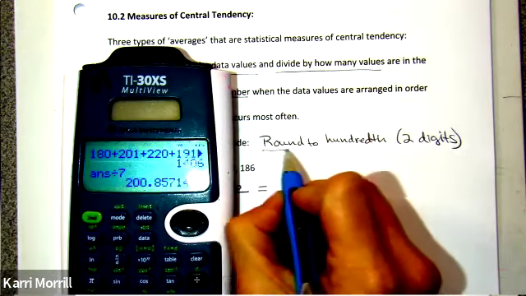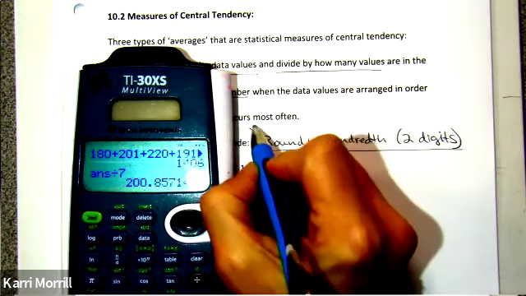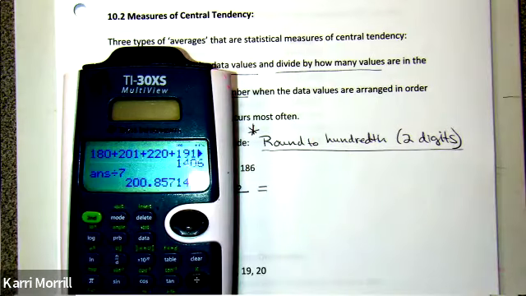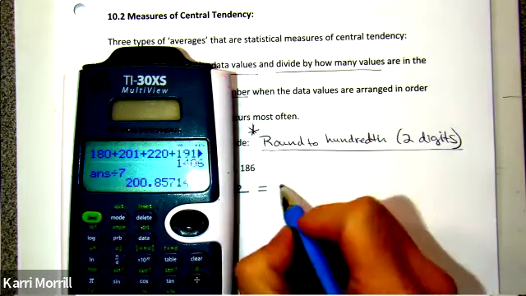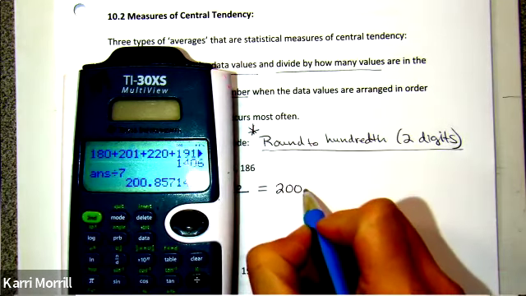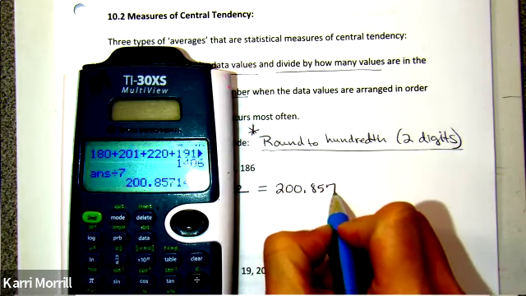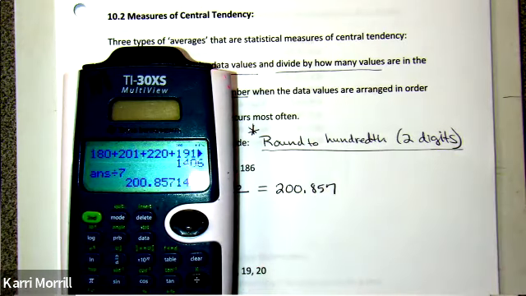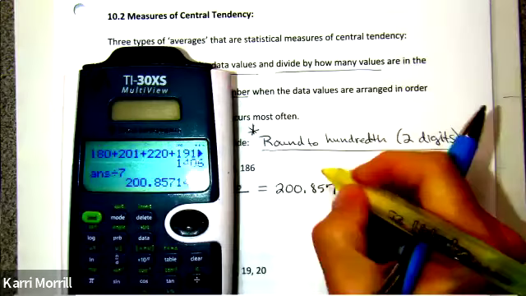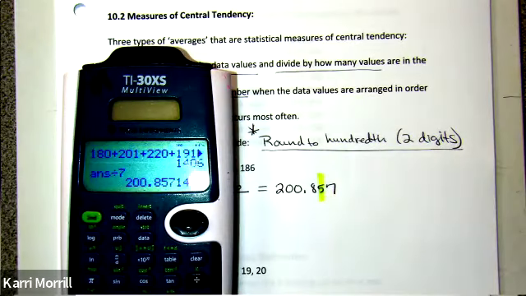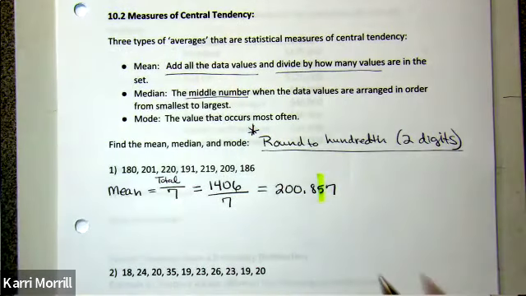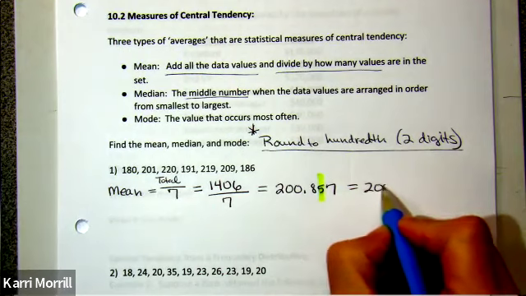And I already wrote up here, I knew we'd need some rounding instructions added. We're going to round to the nearest hundredths. So if your calculator said 200.857, the hundredth is always your second digit. So we're trying to decide if 5 stays the same or if we round it up. And in this case, we're going to round it up, right? So this would be 200.86.